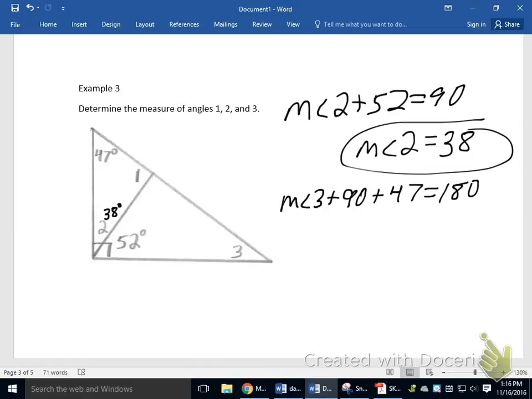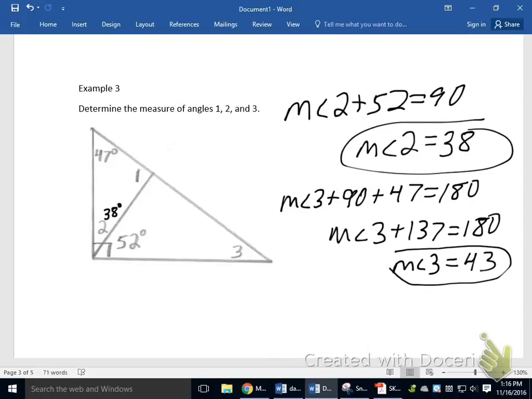Using the triangle angle sum theorem, I'll be taking the 90 and 47, combining that to 137, and taking that away from 180. So the measure of angle 3, I would now know, is equal to 43 degrees. There's another answer.